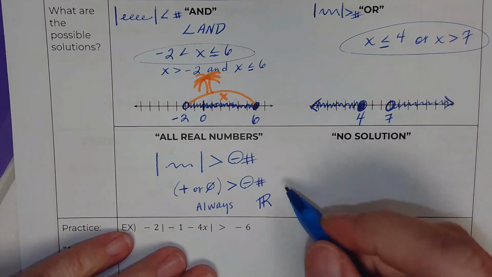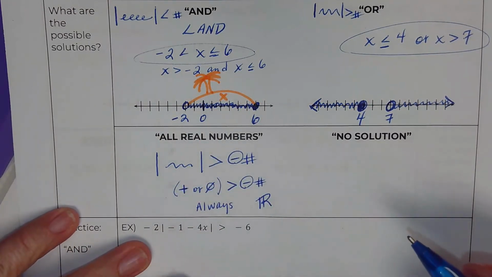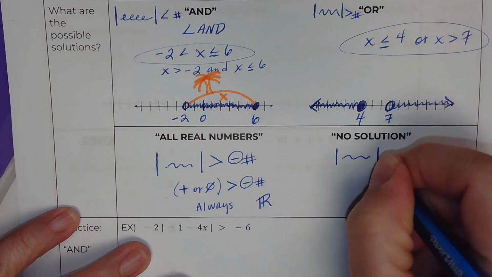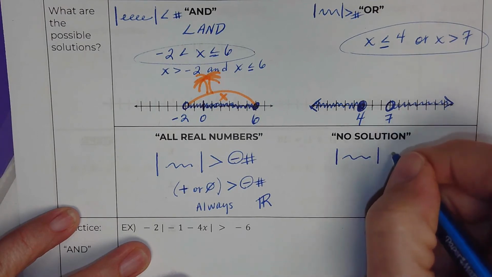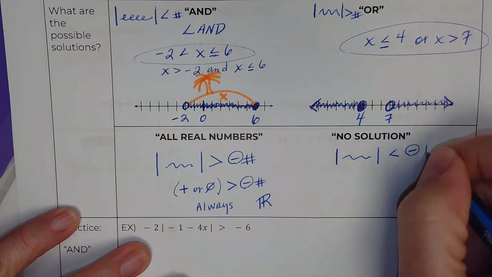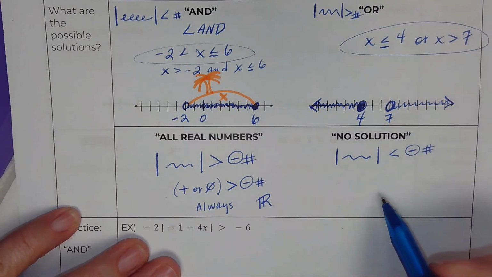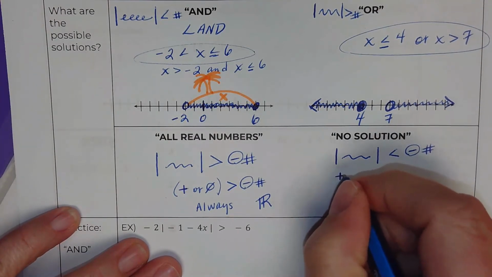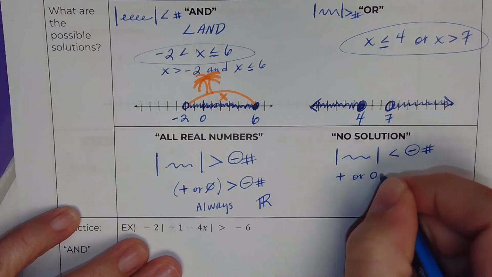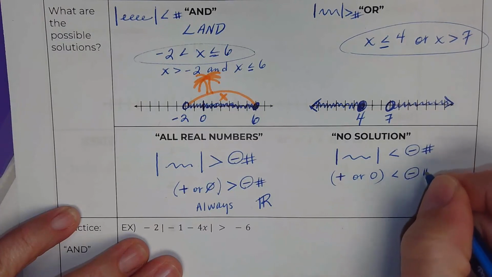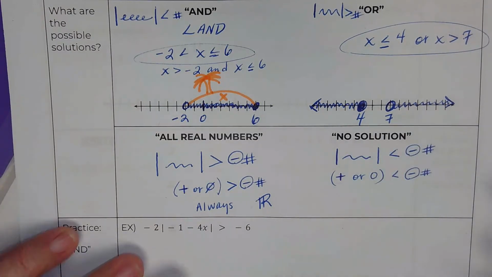So this is a special situation. Sometimes you'll have an absolute value expression and whatever's in there is less than a negative number once it's isolated. Well, this can't be true because you can't have a positive number or 0 and have that be less than something that's negative. So then we say no solution.